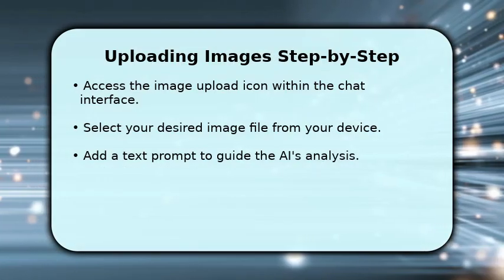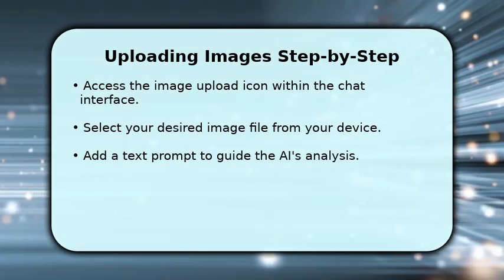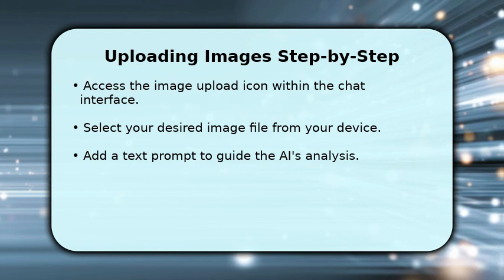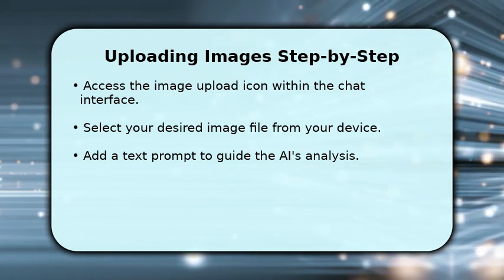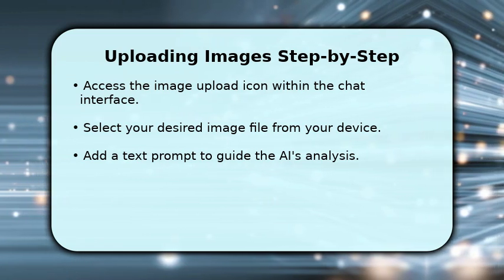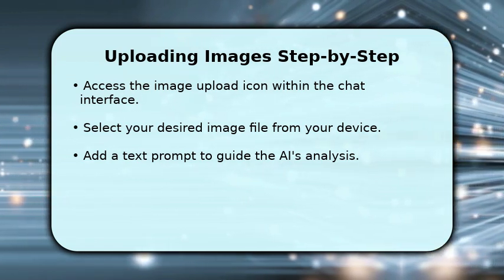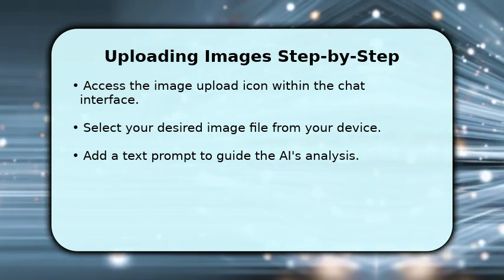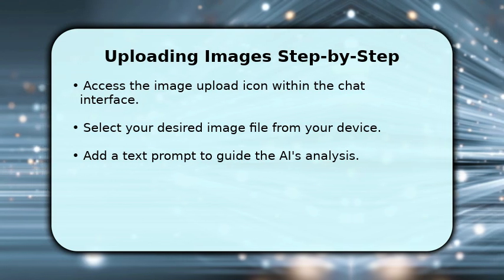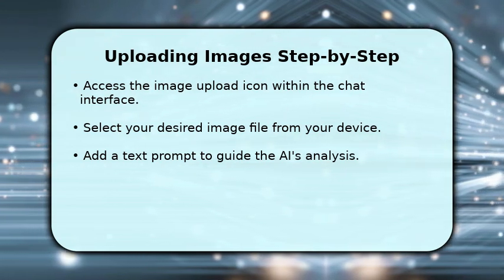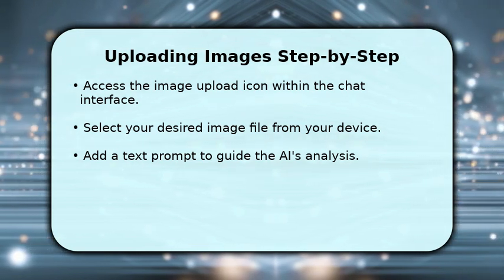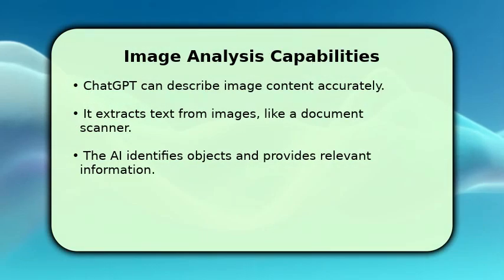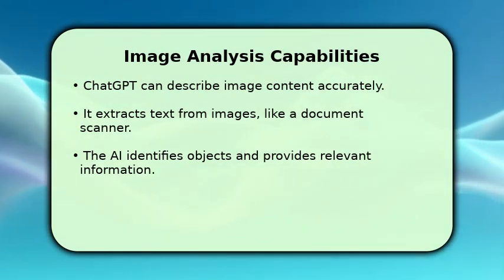To begin, simply click the small image icon, usually a paperclip or camera, located near the text input box. This will open a file browser where you can choose an image from your computer or phone. After selecting your image, it's crucial to add a clear text prompt. Tell ChatGPT what you want it to do with the image, whether it's describing it, extracting text, or answering a question about its content.